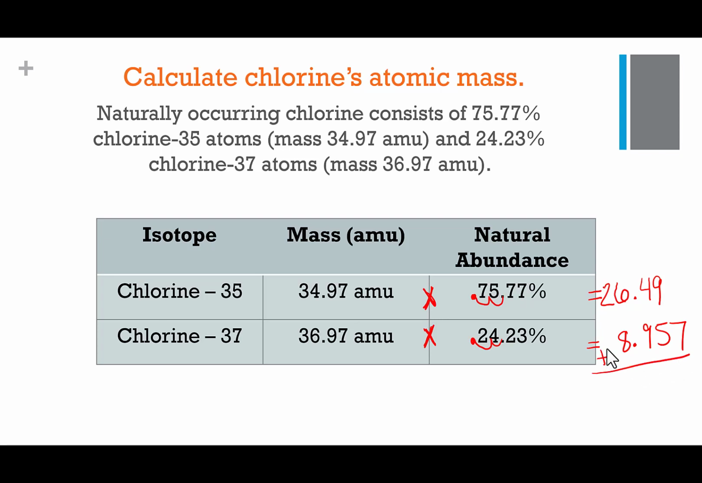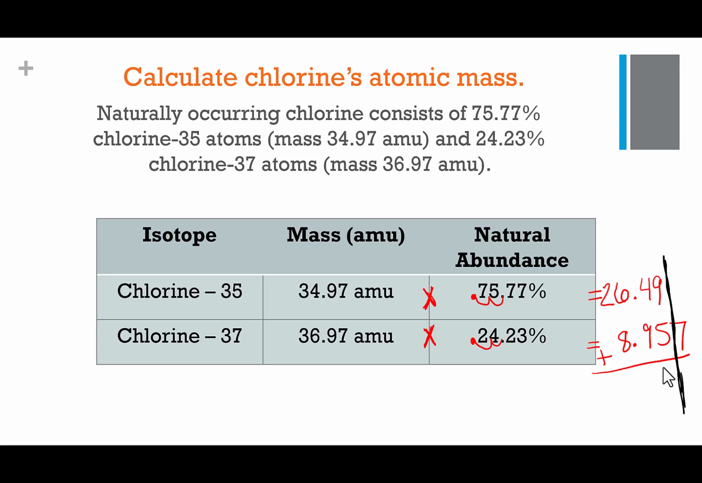Now we're just going to simply add these two numbers together. Addition and subtraction, we're going into a different set of sig fig rules. So here we're counting decimal places. So my first number has 2 decimal places. The second one has 3, so we're going to have to cut it off after the second decimal place.